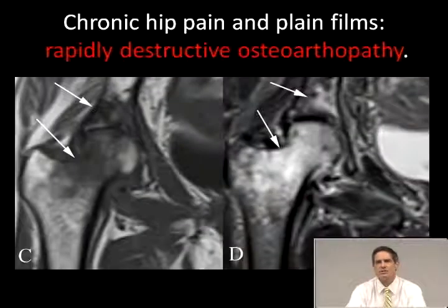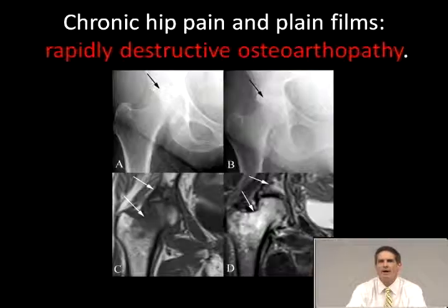The MR shows you tremendous edema in the femoral neck and head, and in the acetabulum on the other side. This was a case of so-called rapidly destructive osteoarthropathy. Composite picture again showing you more of the same thing.